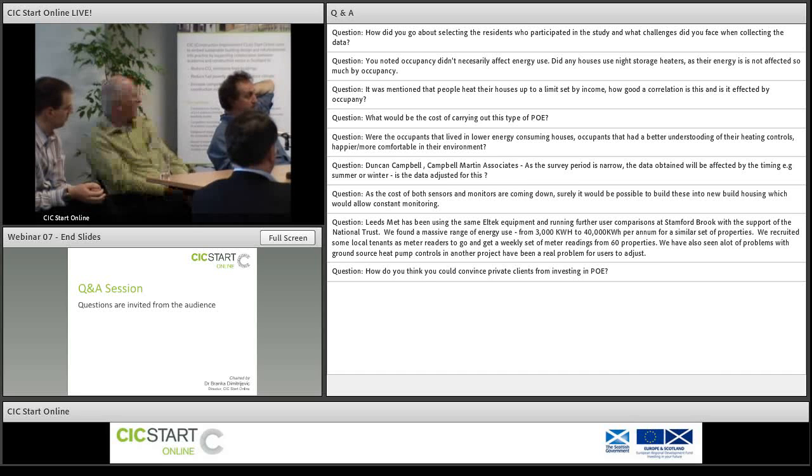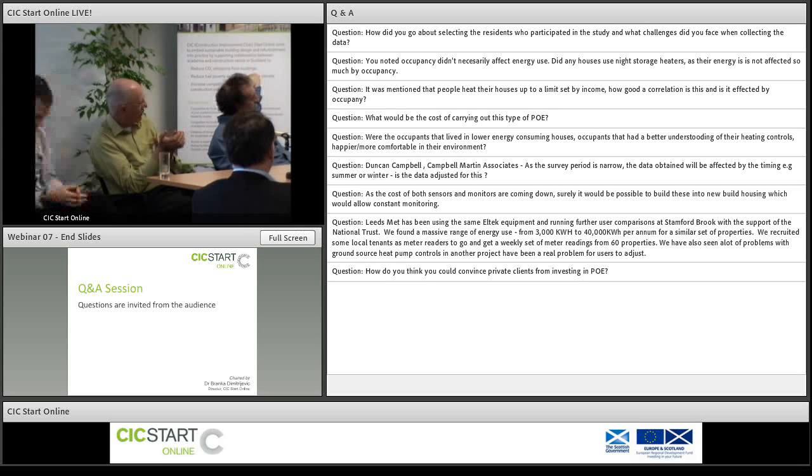I think there could still be legislation for larger housing projects. We have it for air tightness testing and sound testing, but if you were building 50 houses or more, I think there could be an obligation on the developer to carry out some kind of POE to monitor that energy consumption, to show that it is meeting the performance that was set for that project.